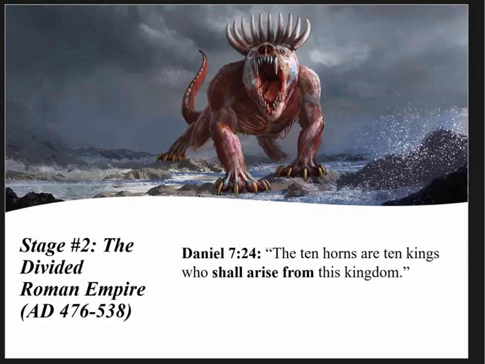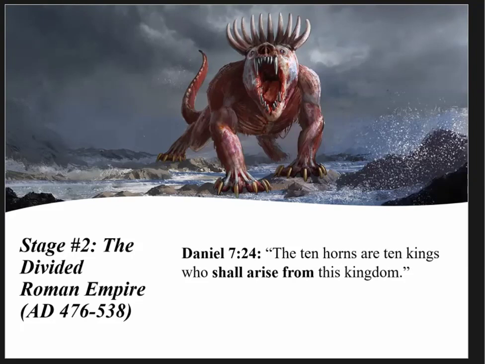The 10 horns are 10 kings who shall arise from this kingdom. Now, a horn in Bible prophecy represents a kingdom, right? Horns are power, ruling power. So the 10 horns are to rise from this kingdom. So the first stage is it rules the world, and then it gets divided into 10.